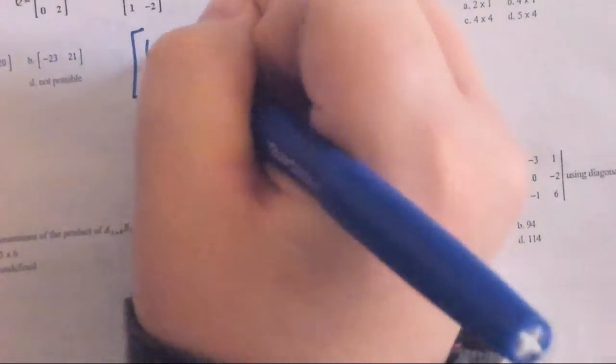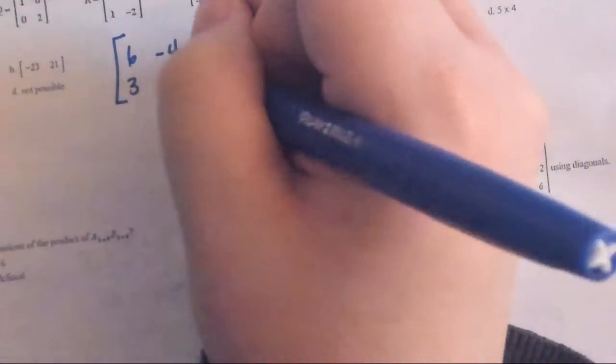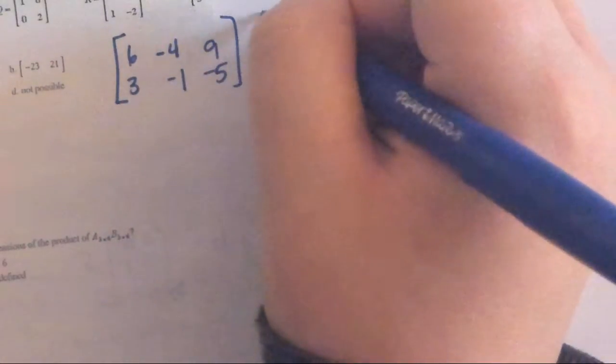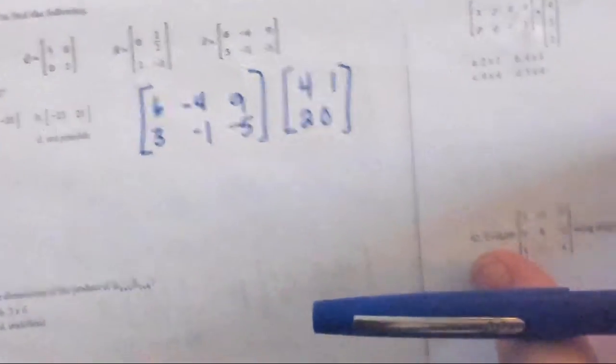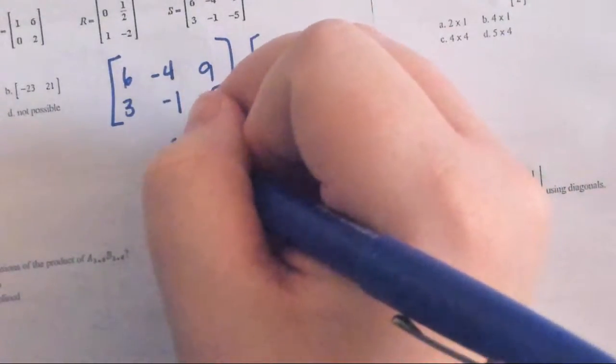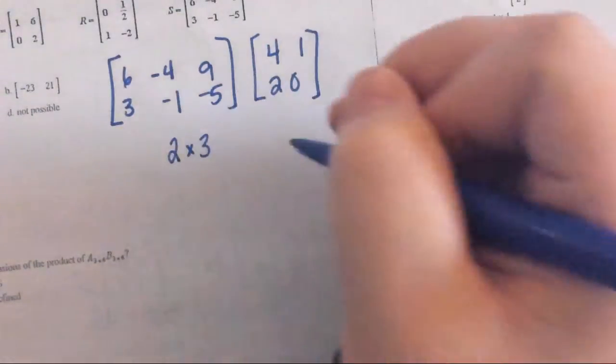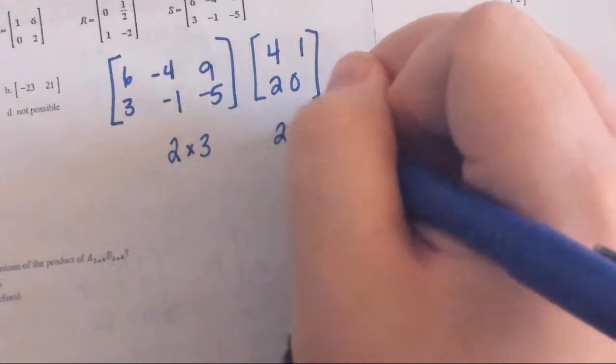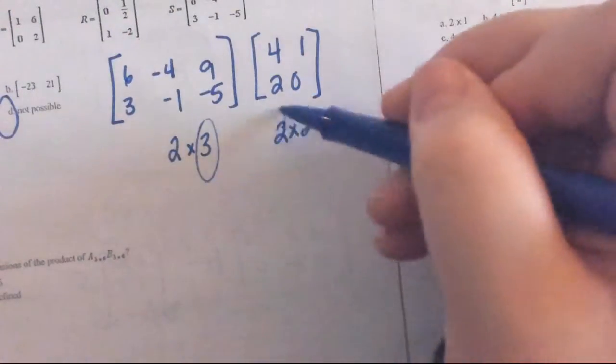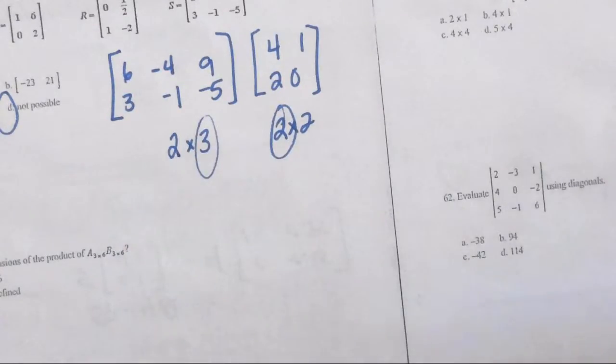They asked for the first row of SP. 59 is D. So SP, what are the dimensions of S? 3 by 2. What are the dimensions of P? 2 by 2. Which is D. It has to be not possible because my dimensions don't match. Which is the reason why I threw that out real quickly.